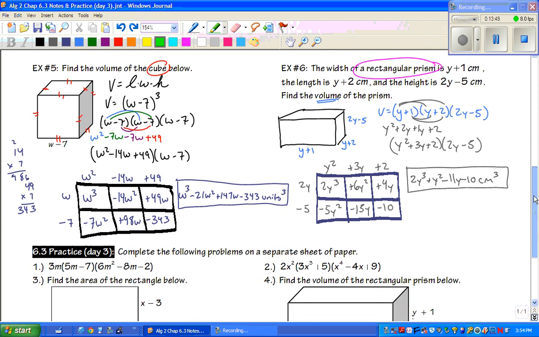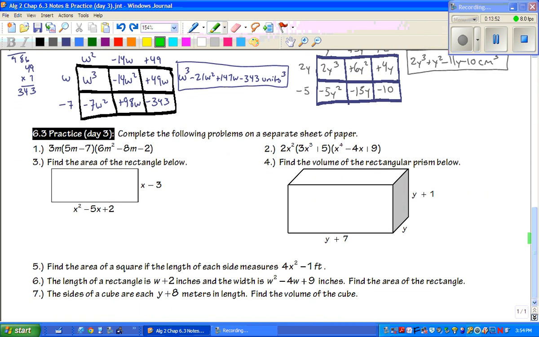Well, guys, that's actually it, because right below, this is your homework. And you're pretty much doing the exact same thing as we just did, so no worries, okay?